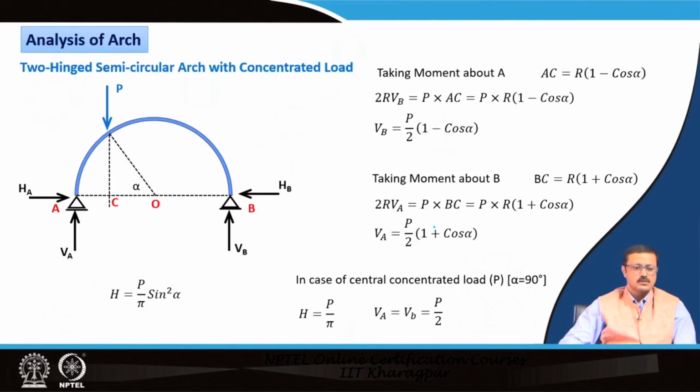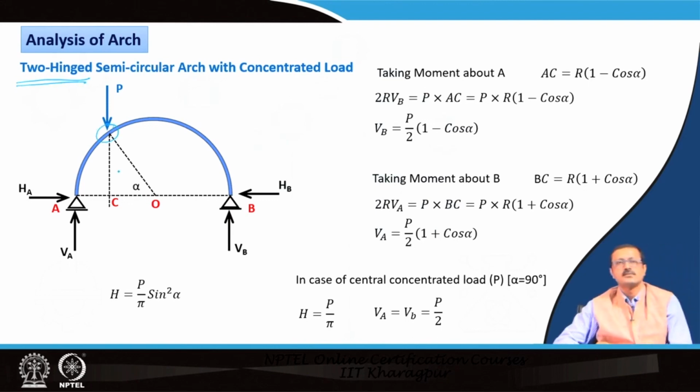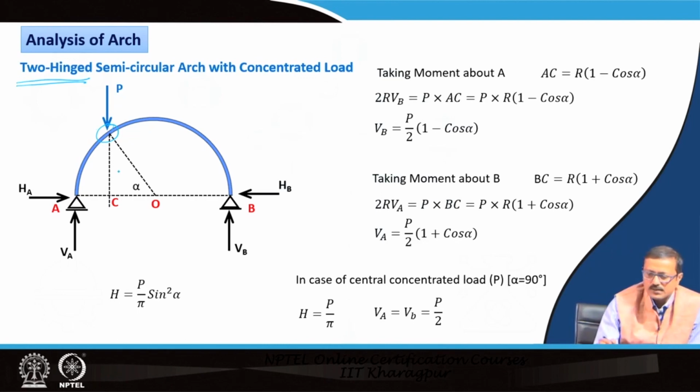So, let us now go to the next chapter, which is the analysis of the arch. We will discuss the analysis for both the semicircular arch and the parabolic arch. In the semicircular arch, it is a two-hinge semicircular arch, and a point load is applied at a certain point, which is marked by angle theta from the center. As I have computed R_A and R_B, the H will be this.